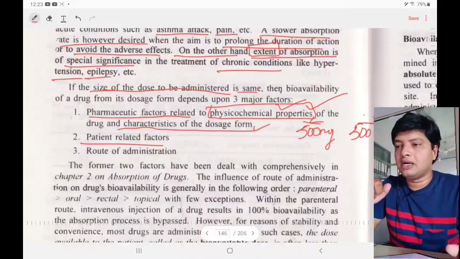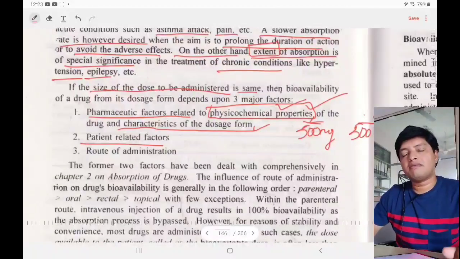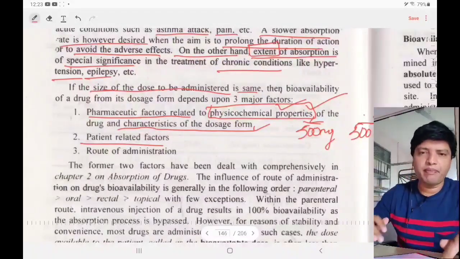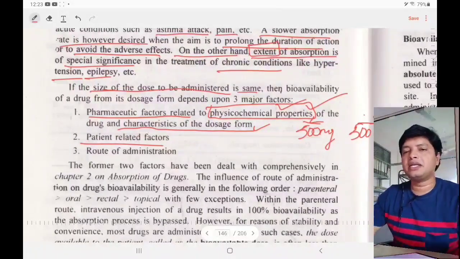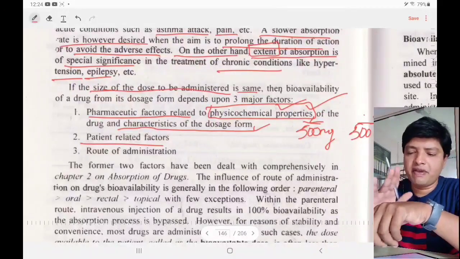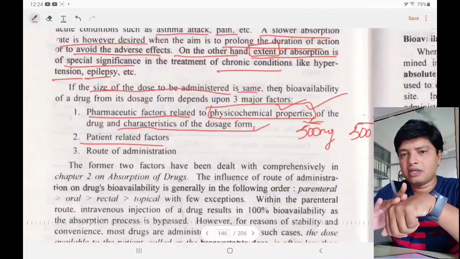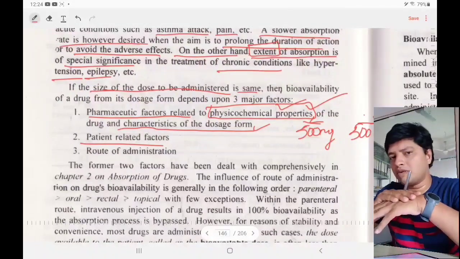If the drug is, let's say, water soluble and you had a fat meal, in that case the absorption of the drug will be decreased. Then a patient related factor: if he has some ulcers or some problem in the GIT, then the absorption is decreased. If I am applying the drug onto the skin and he has a problem on the skin surface, then the absorption of the drug is also affected.